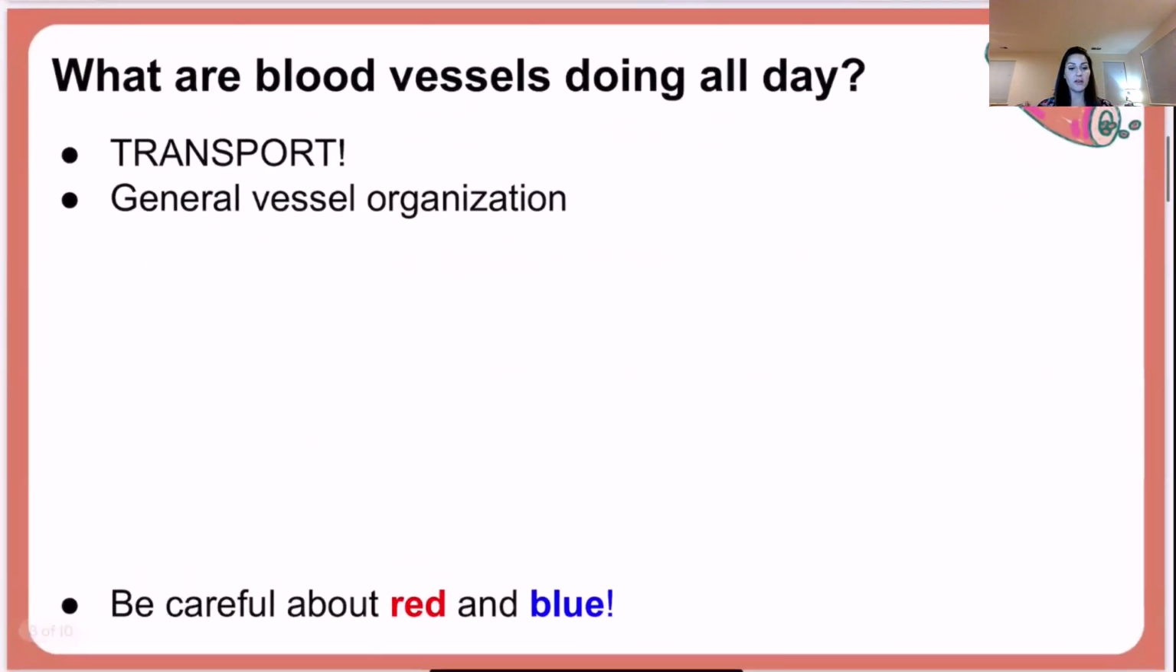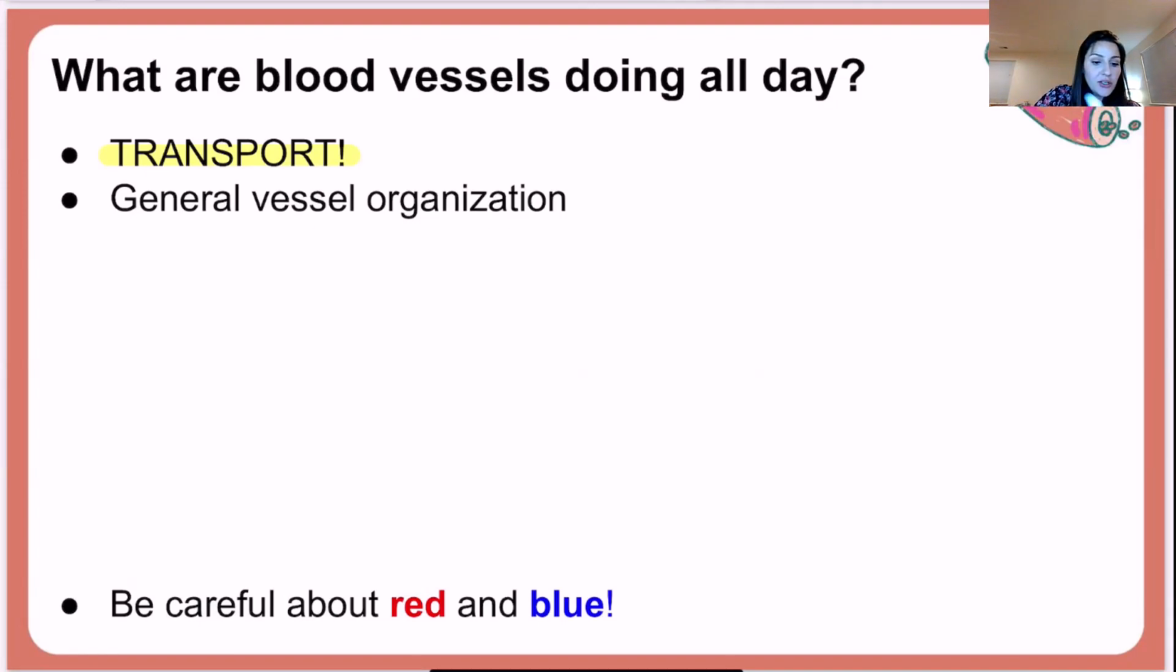Since part one of this video series is about anatomy, we first need to think about what blood vessels even do. So what are they doing all day? They're part of the cardiovascular system, right? So they're doing transport, just like the heart. Transport of what? Transport of blood. Blood has cells and nutrients and gases like carbon dioxide and oxygen. We move all that stuff around.